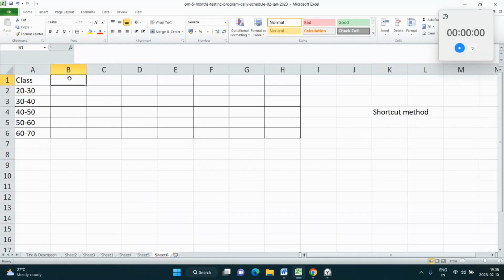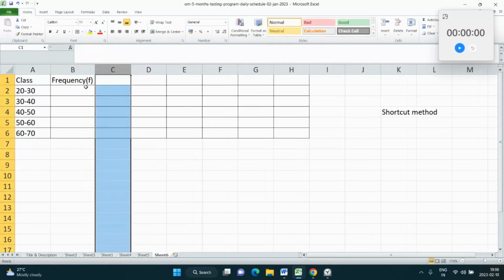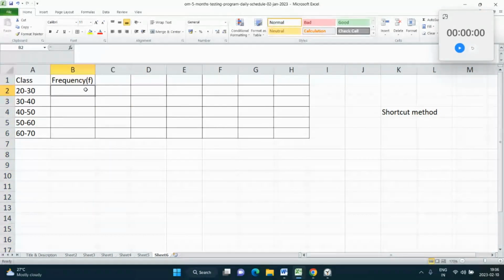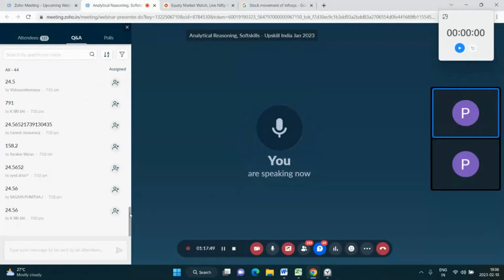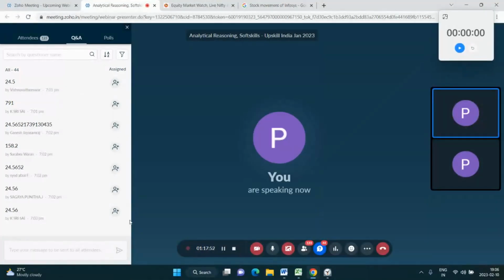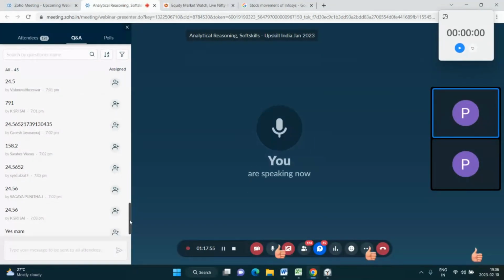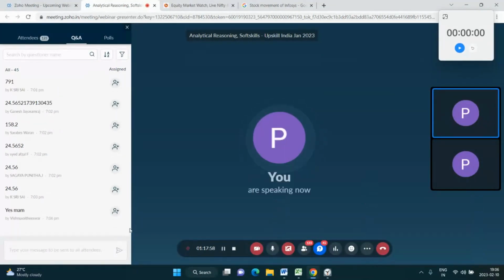This is the class interval. I have the frequency. I will write the frequency. 20 to 30 is 8, 26, 30, 20, and 16. Are you all having a rough notebook in your hand? Students? Children? Okay. You are writing notes? Okay. Good. Very good.